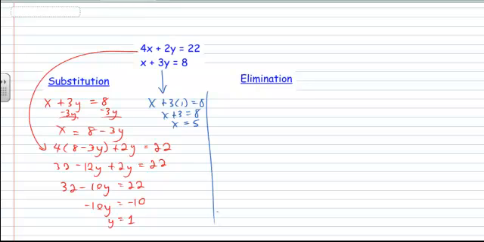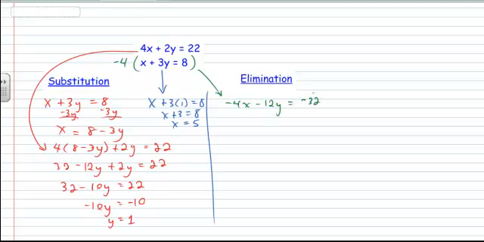To solve the same problem by elimination, I can just create a situation where one of the variables will cancel out. Since I have 4x in one of my sentences, it will be awful nice to have negative 4x in the other. I can create that situation on purpose by multiplying the whole equation by negative 4. That gives me negative 4x minus 12y equals negative 32.